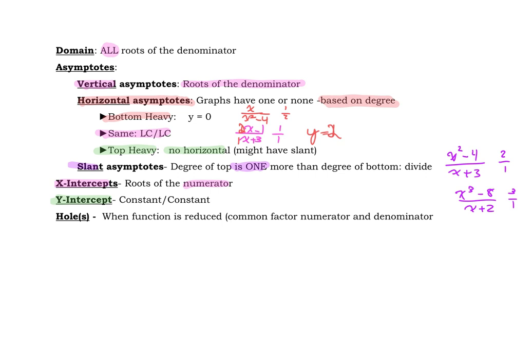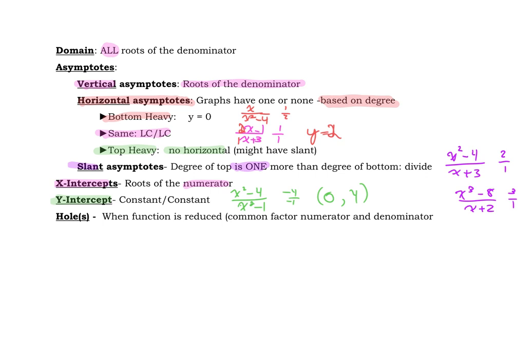So an example of something like that would be if I had x squared minus 4 over x squared minus 1. That would be negative 4 over negative 1, which is positive 4. So that would be the y-intercept.